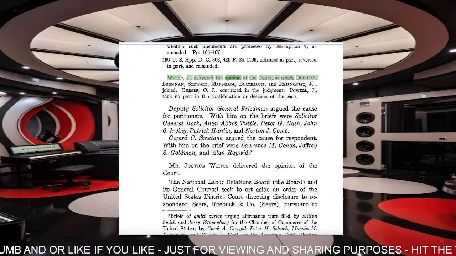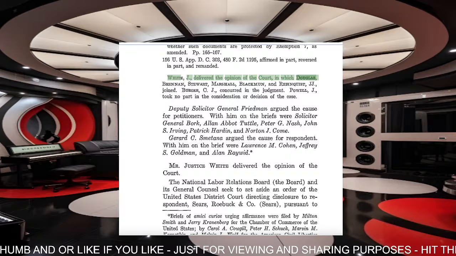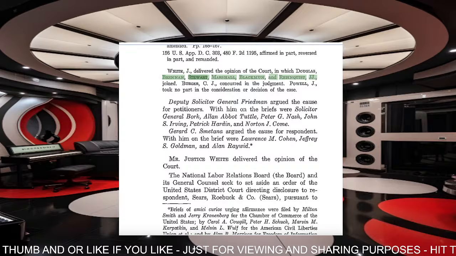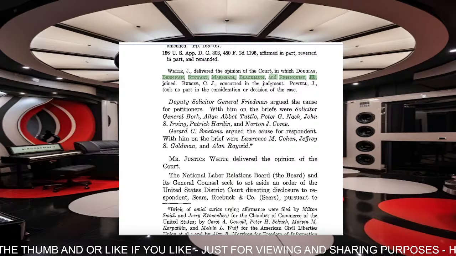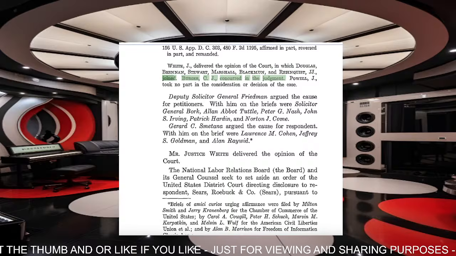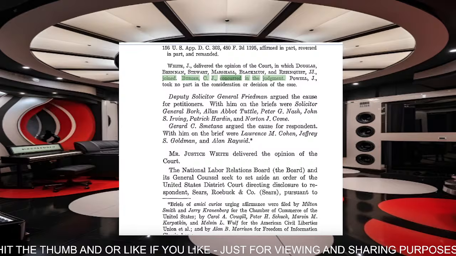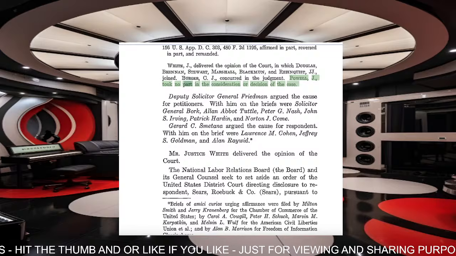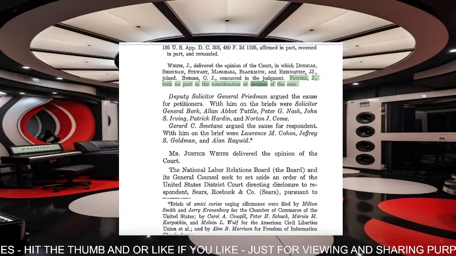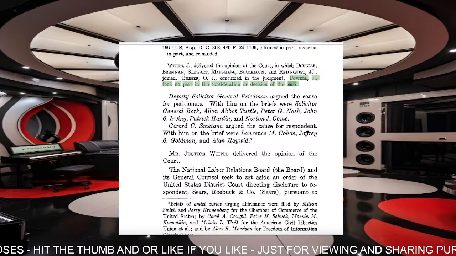White, J., delivered the opinion of the court, in which Douglas, Brennan, Stewart, Marshall, Blackmun, and Rehnquist, JJ., joined. Burger, C.J., concurred in the judgment. Powell, J., took no part in the consideration or decision of the case.